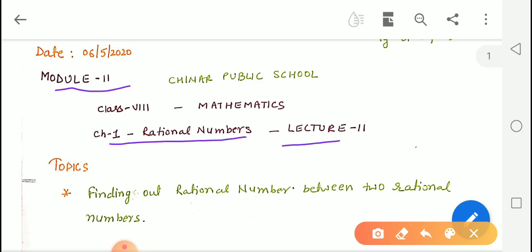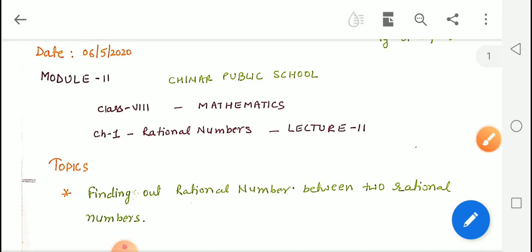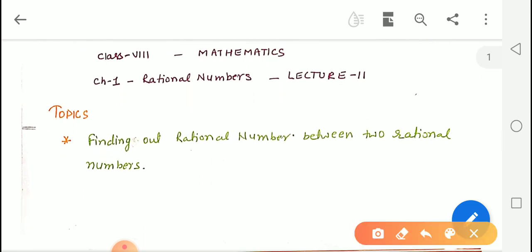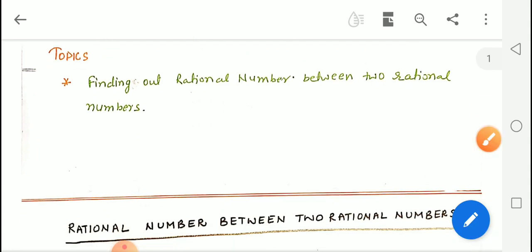This is lecture 11. Today we will be doing the topic of finding out a rational number between two rational numbers. This is the last topic of this chapter. So, let us start this topic.